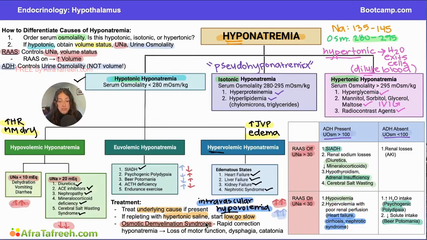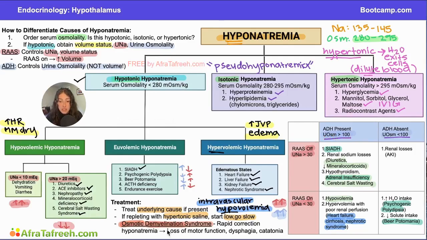But if we then replete their sodium too quickly and we give them a bunch of salt, your brain cells are not ready to hang on to all that water. So the salt pulls a bunch of water out of the brain cells immediately. And that osmosis is what is going to lead to demyelination.